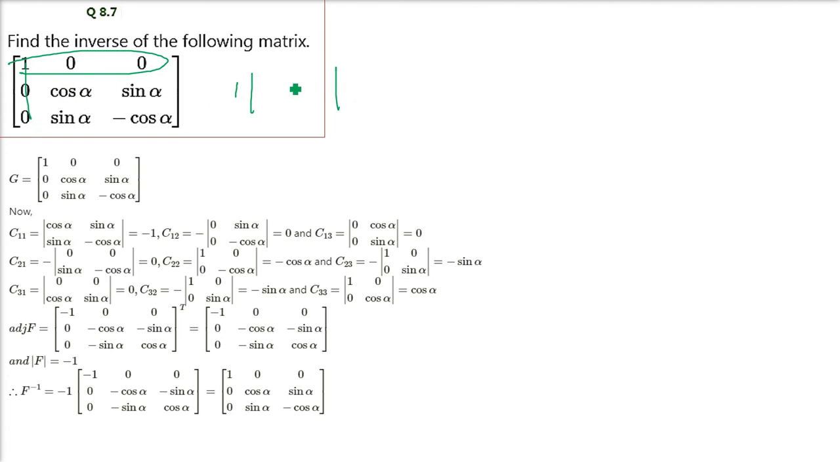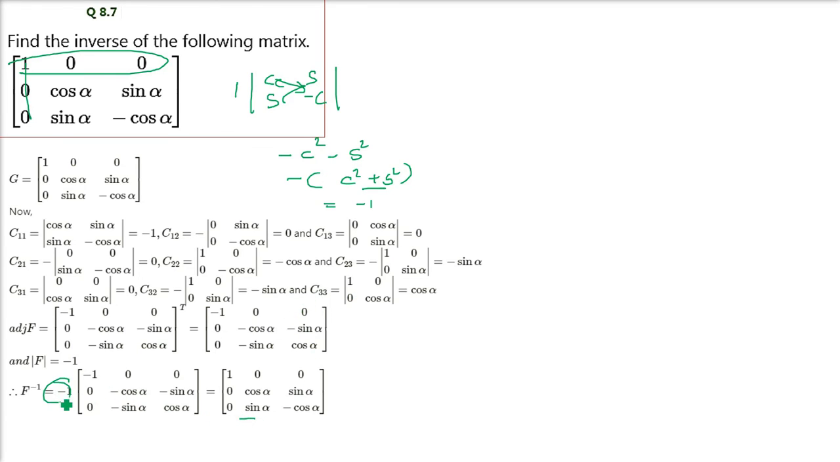So cos alpha, here sin alpha minus cos alpha, so it is going to be minus cos square alpha. This is going to be minus sin square alpha. You can take negative outside. Sin square plus cos square is 1. So it's going to be negative 1. Okay, so you get negative 1 as your determinant.